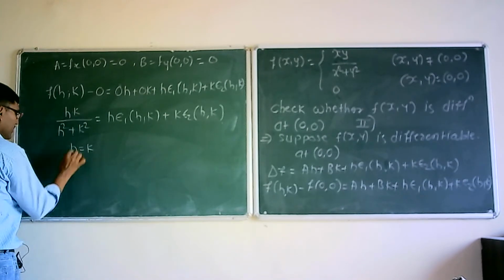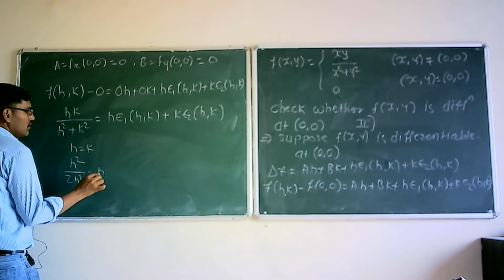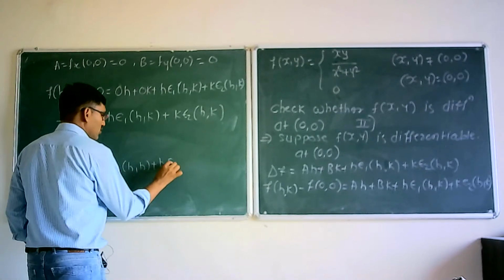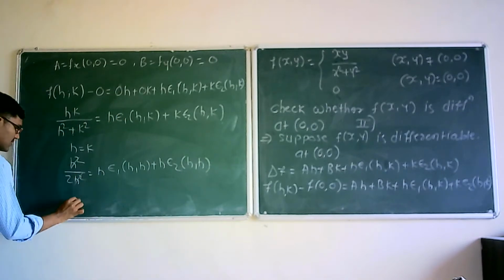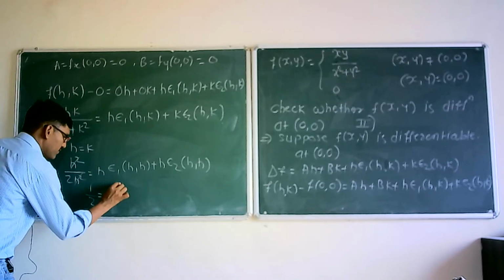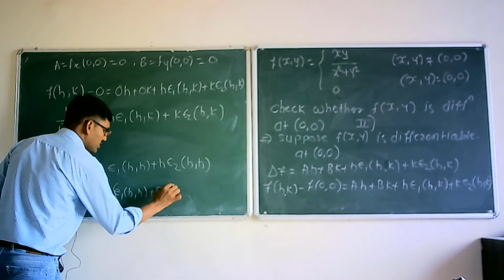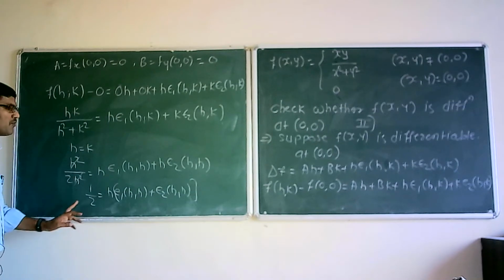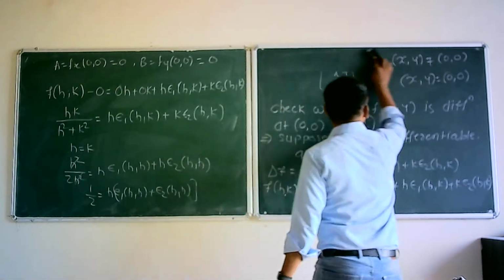Then what happens here? h square divided by twice h square is equal to h epsilon 1 hh plus h epsilon 2 hh. Then this h square gets cancelled here, and it is equal to 1 half, h epsilon 1 hh plus epsilon 2 hh. Take h outside from the right hand side, and if you take the limit h tends to 0 on both sides, what happens here?